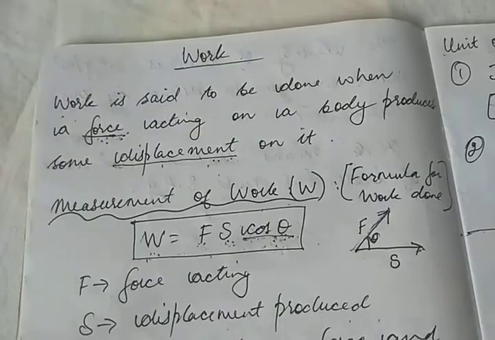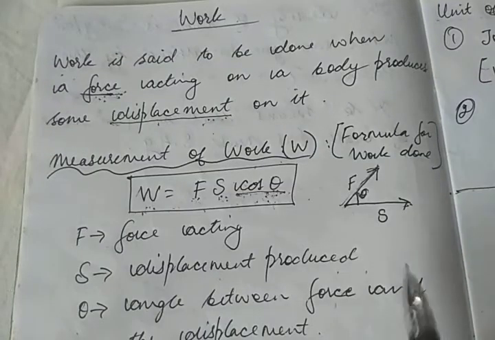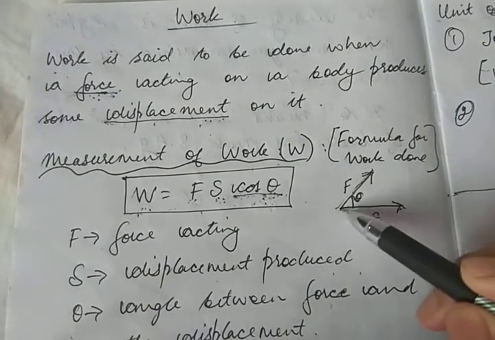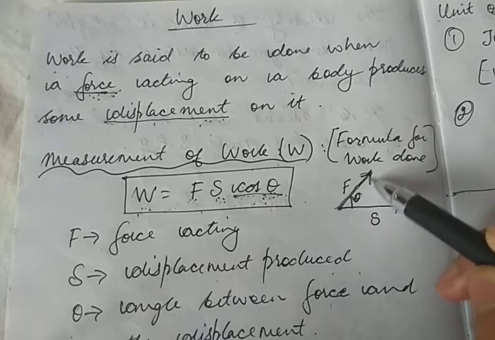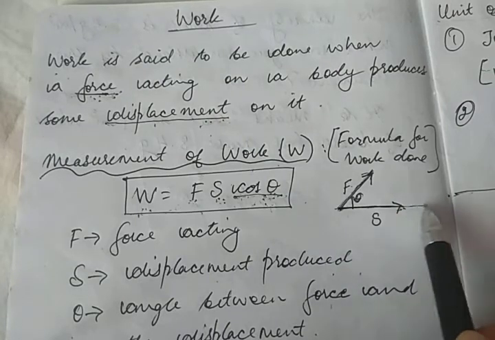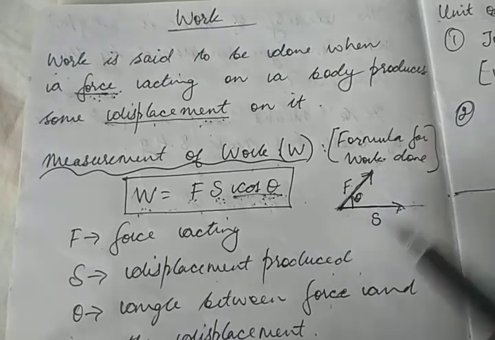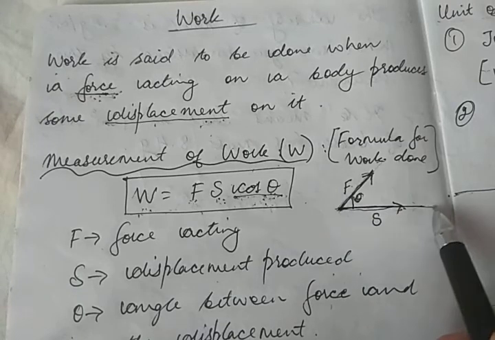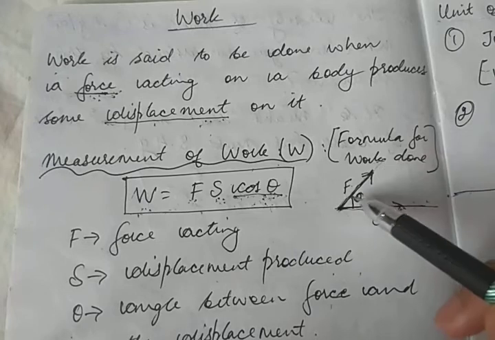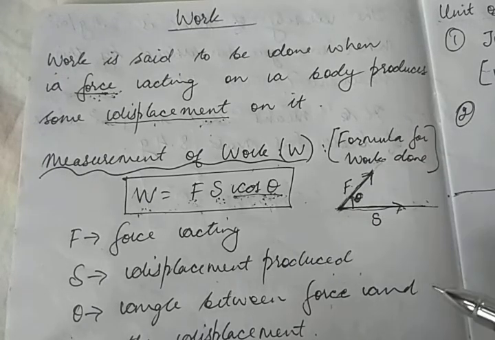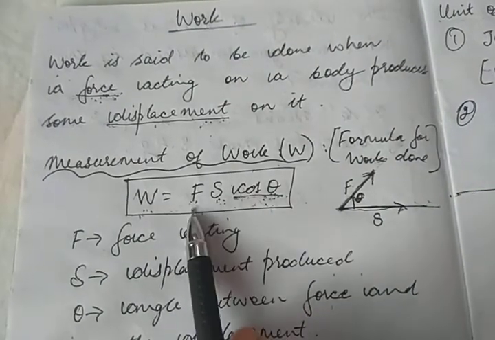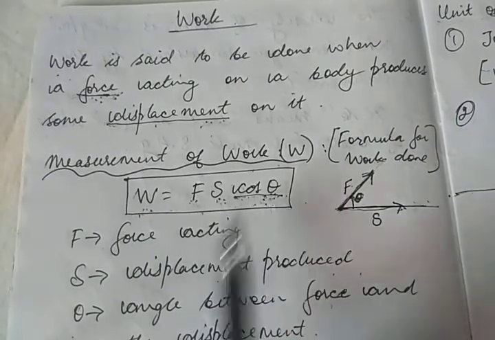If you've checked the second video whose link I had sent, there was a nice example of a trolley bag being pulled. The trolley bag is pulled in this direction, so the force acting is in this direction, F. The displacement produced, the trolley bag itself, moves in this direction. You are pulling the trolley bag this way, but the trolley bag in itself is moving in this direction. So what is theta? Theta would be, in that case, this angle. So work done is the product of force, displacement, and cos theta.